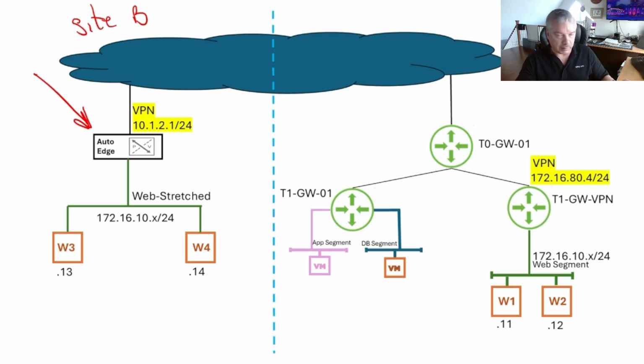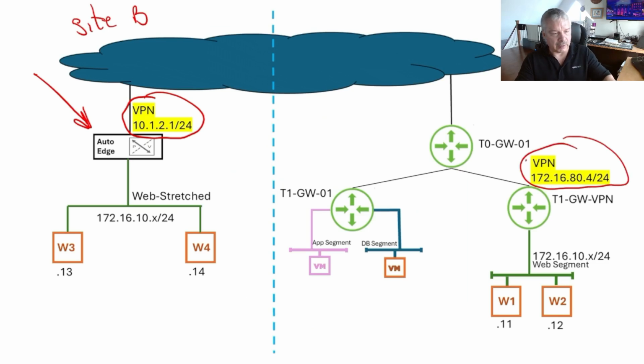The local endpoint of my VPN on site B is 10.1.2.1. The local endpoint on site A is 172.16.80.4. So these are what my VPNs are going to connect, and my tunnel is technically getting created across here, like this.